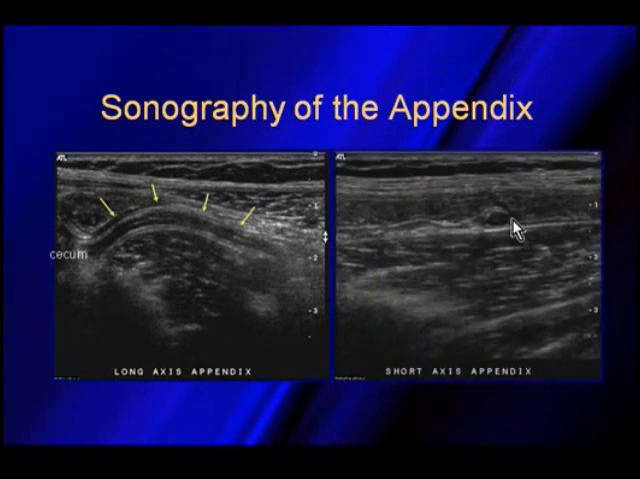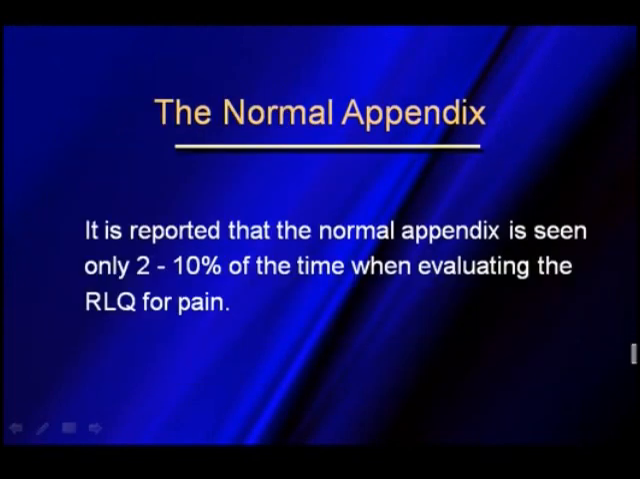So a short axis view of the appendix looks more like a target lesion, and it would be great if when we were scanning it would be this easy to see. Also notice that this appendix is only 1 centimeter beneath the skin surface in scanning.